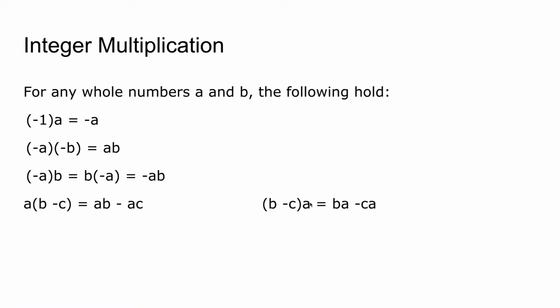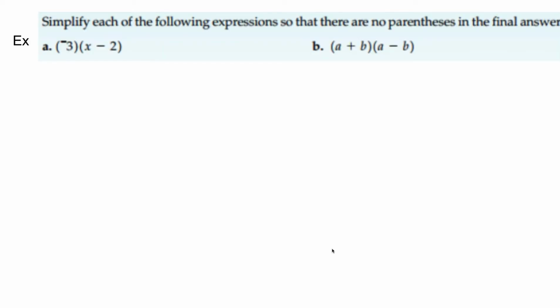Even if you have a multiplied at the end of the parentheses, we can still distribute a to each of these terms: b times a minus c times a. We can do that. Still the same thing. Okay, so using all the rules, I'm pretty sure you can solve these problems. So pause the video and solve the problems and come back.